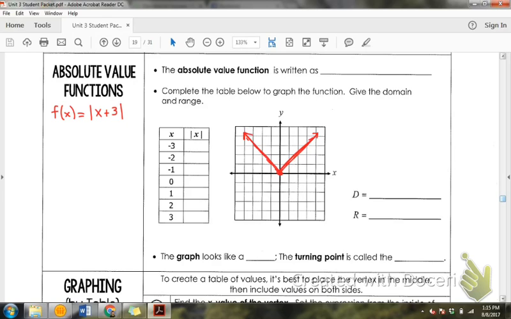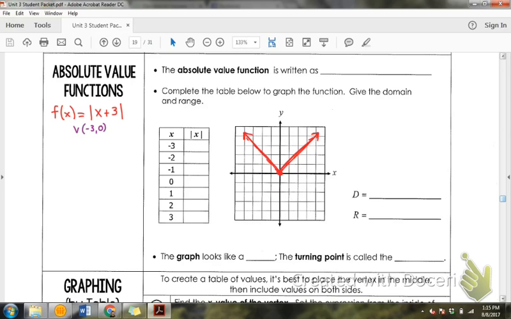Okay, so you have your parent graph on this graph, right? Where is this vertex going to be? It's going to shift over 3. Okay, but what do we have to remember about the H value? It's in the opposite direction. So this is going to be -3, comma, what's the K value? 0. Is everyone okay with that so far?